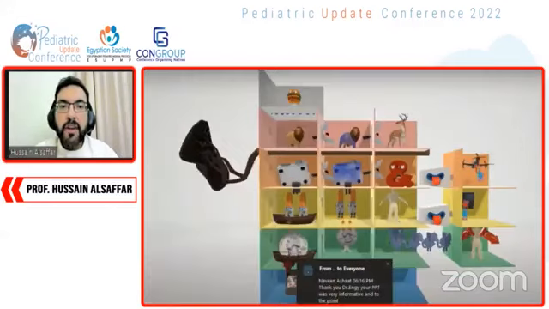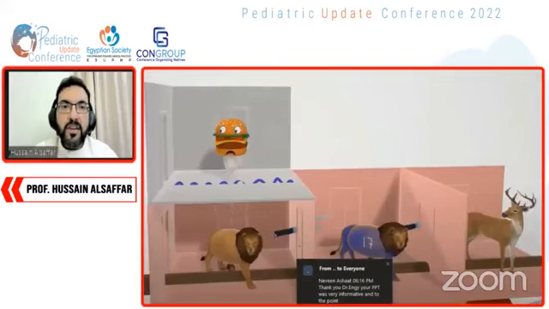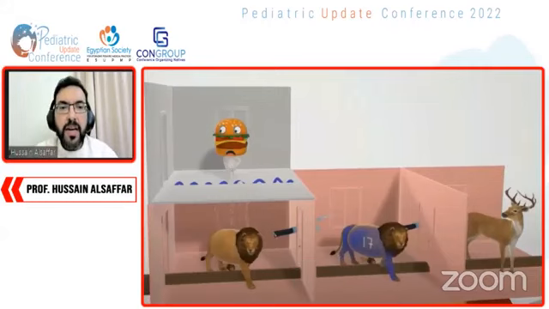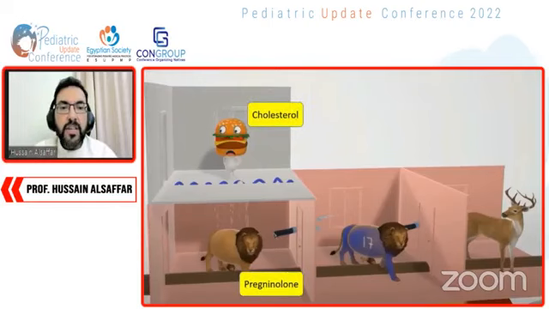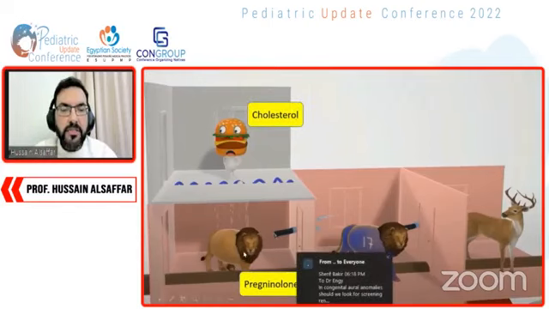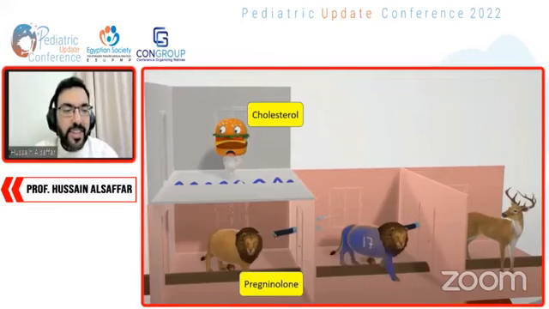If we have a close look at it, starting with cholesterol, this is the burger man. Cholesterol is the fundamental component for this pathway to occur. Underneath this cholesterol, as we could see, is a lion, a bit of a fatty lion. Actually, it's not a fatty lion, it's like a pregnant lion. So we call this component pregnenolone. This is the way that it has been made easy to memorize.